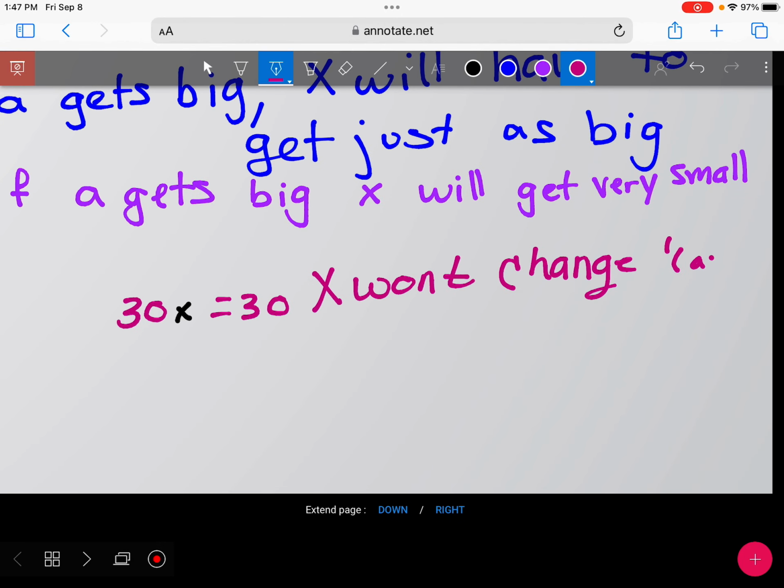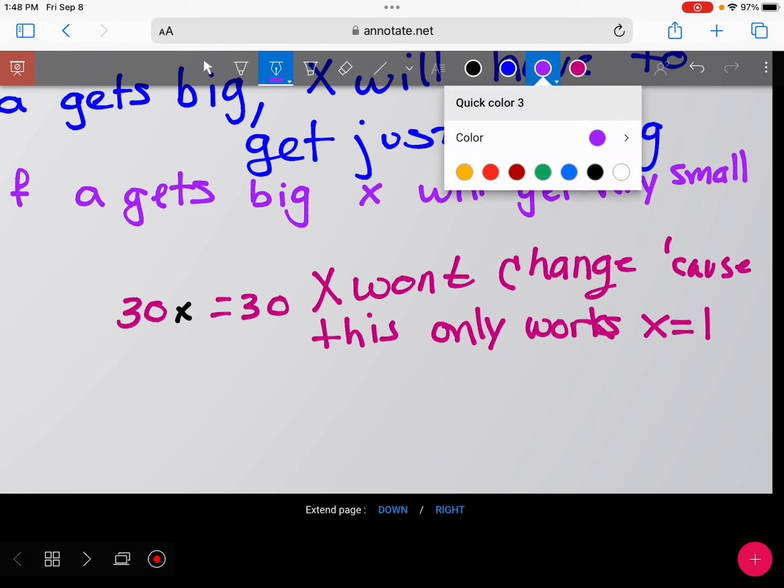Because this only, whoa, what is that handwriting? Holy cow. Because this only works when x equals 1. X has to be 1. X can only be 1. Anything else won't work.